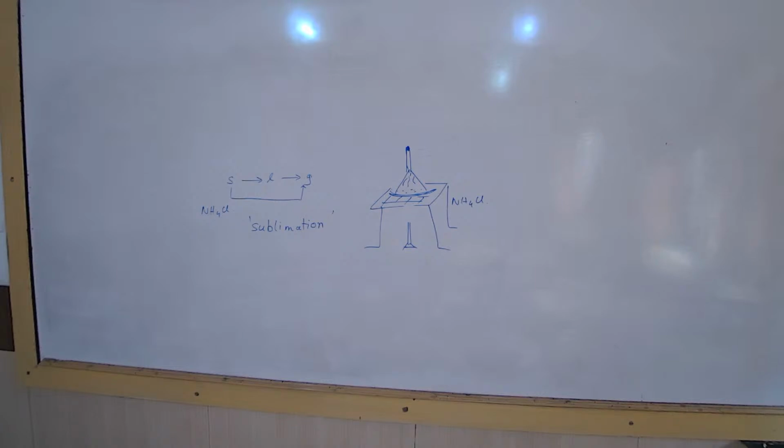Camphor is another example. It's a very big one. It's an organic compound. So you just keep it like that. Okay.